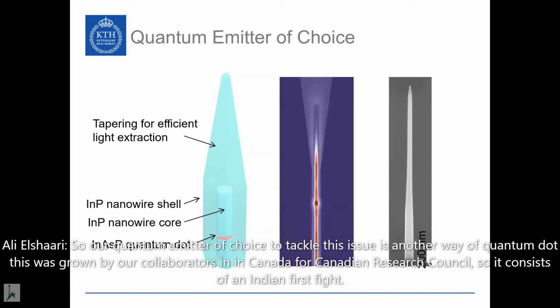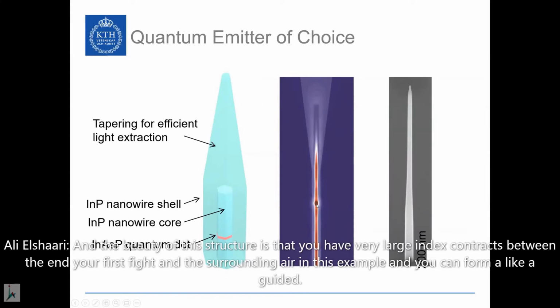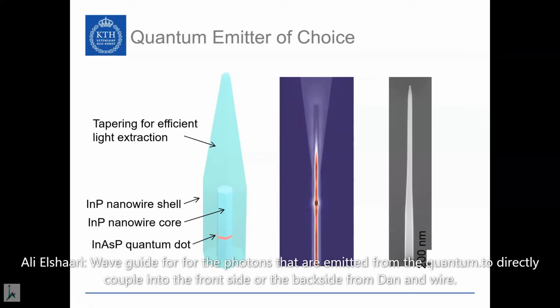This was grown by our collaborators in Canada from the Canadian Research Council. It consists of an indium phosphide nanowire with an indium arsenide phosphide quantum dot, and you have an indium phosphide shell surrounding the whole nanowire. The beauty of this structure is that you have very large index contrasts between the indium phosphide and the surrounding air in this example, and you can form a guided waveguide for the photons that are emitted from the quantum dot to directly couple into the front side or the back side of the nanowire.